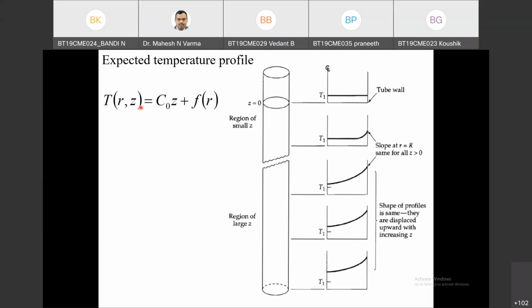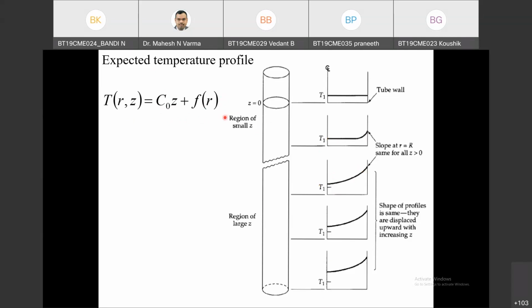So this is what he is saying: T is a function of R and Z. It is linear with respect to Z. As you can see, it is linearly increasing with respect to Z after the profile is set. The initial part you can neglect, but after the profile is set, it will be linear with respect to Z plus some function of R. That can be anything. As expected it is a parabolic temperature profile, but because there is convection in the Z direction also, which is dominating in heat transfer, it can be anything. This is the temperature profile you can expect.